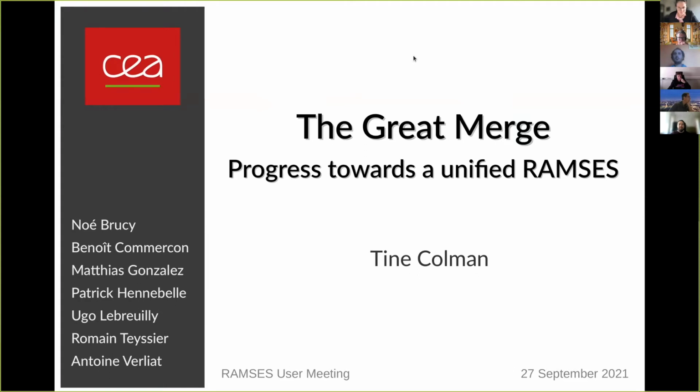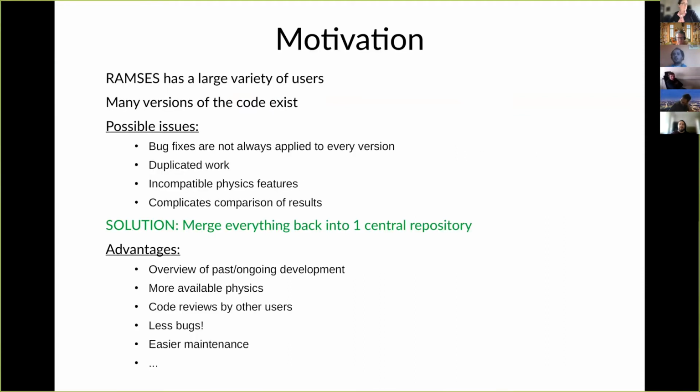So I wanted to take this opportunity to talk a little bit about some effort we've been putting in with the people in Saclay and Benoît Commerçant also, to merge all the features we've developed in different versions of the code back together in one central repository. There are many different Ramses users, and as a result, we each have our own version with our own physics modules. And this can create some issues.